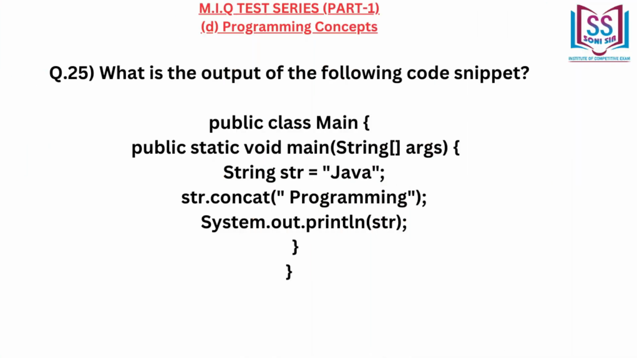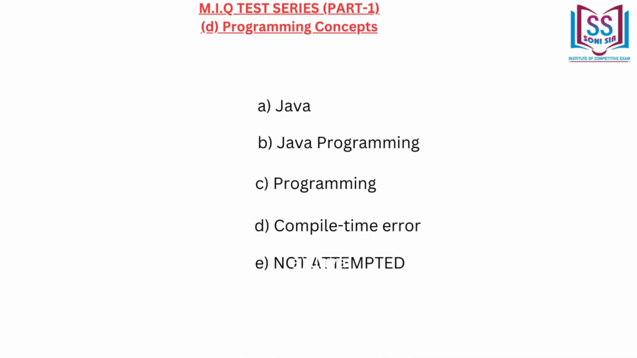What is the output of the following code snippet? A. Java. B. Java programming. C. Programming. D. Compile time error.